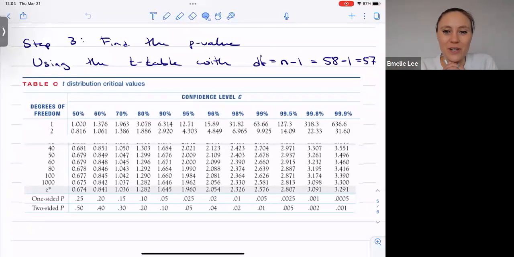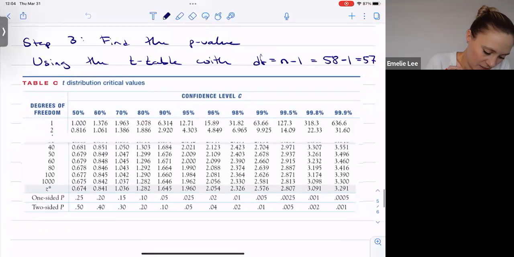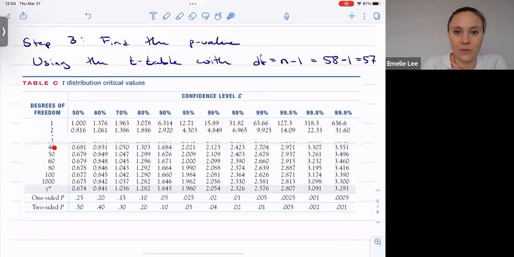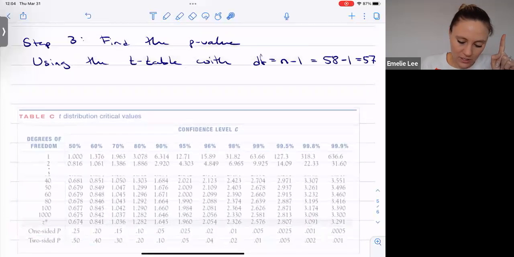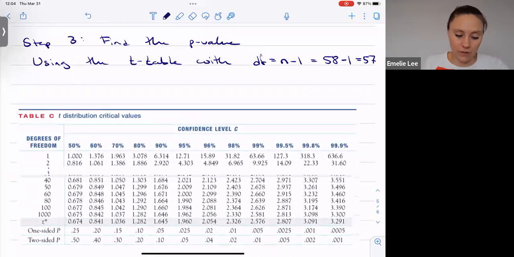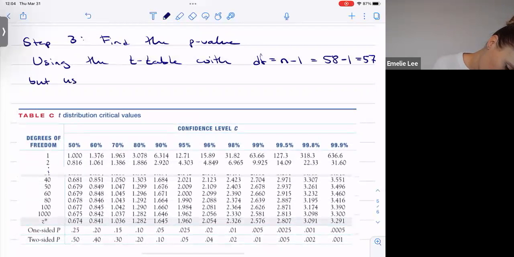So I go to the table and I'm trying to find 57 degrees of freedom, but I don't have 57. It goes from 1, 2, 3, all the way down to 30, I think. And then it goes from 30 to 40, and then 40 to 50, 50 to 60, 60 to 80, right? So not even consistent jumps anymore, right? But we always round down. So to show off that I know to do that, I would say, but using degrees of freedom equal to 50.